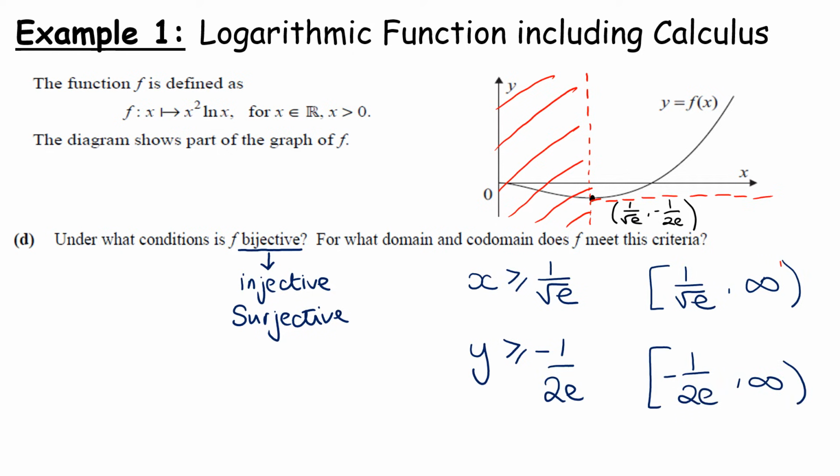So this is really the domain, and that's the domain restriction, and this is the codomain. So once we've restricted and say actually we don't care about anything below that red dotted line and to the left of the vertical dotted line, then we're left with just a curve that is both injective and surjective and is therefore bijective.